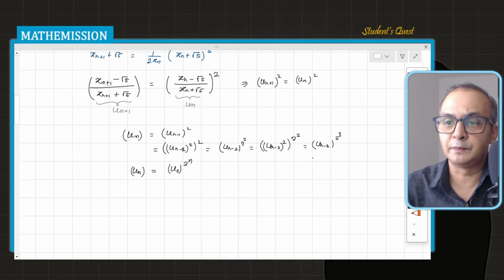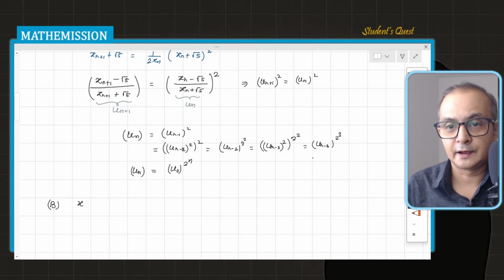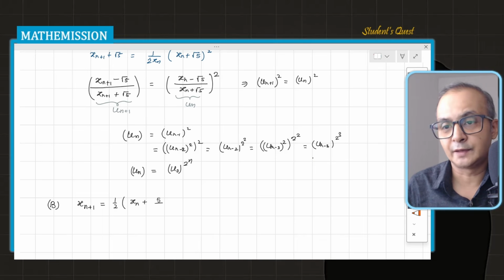Now go for the B part. For the part B, what we can see is that I already have an iteration relation or recursion relation: xn plus 1 is half times xn plus 5 by xn.